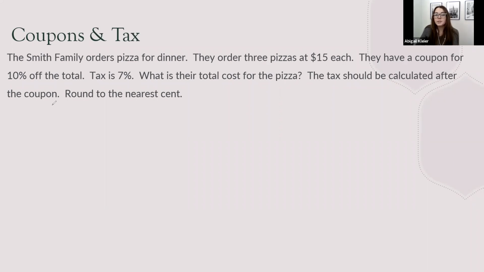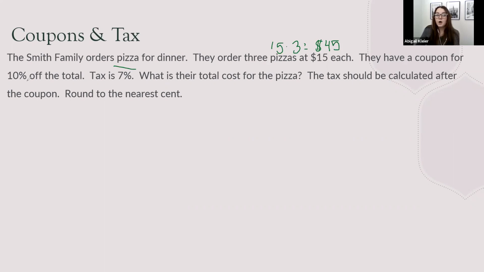All right, so we have a lot to break down here. I'm going to go ahead and work through each sentence of this word problem and identify things that we might need to change or things that we might need in the future. So we know that they're ordering pizza for dinner. They order 3 pizzas at $15 each. How much total are they spending on pizzas? Well, we know that 15 times 3 equals 45. So they are spending $45 on pizza.